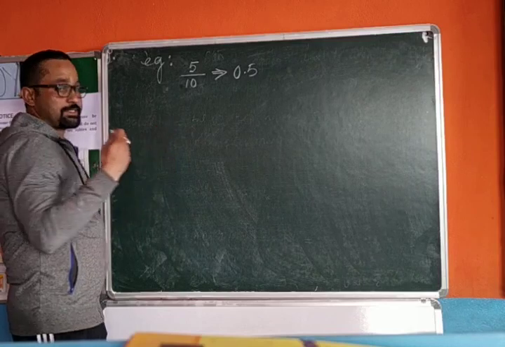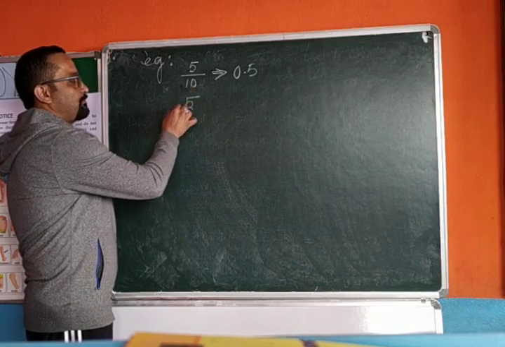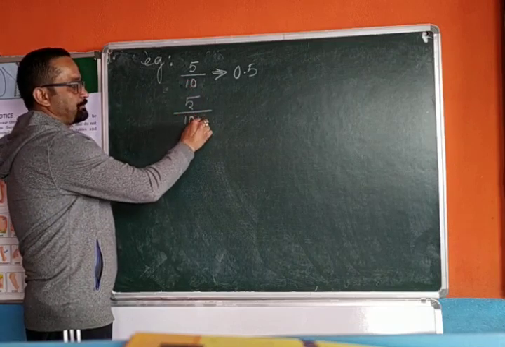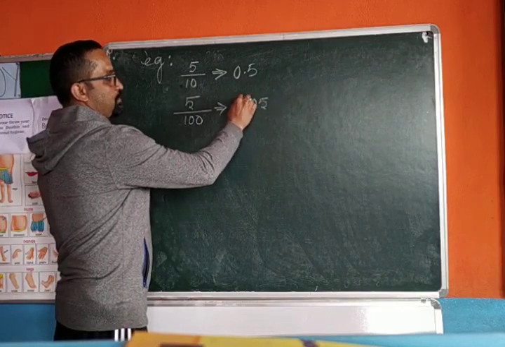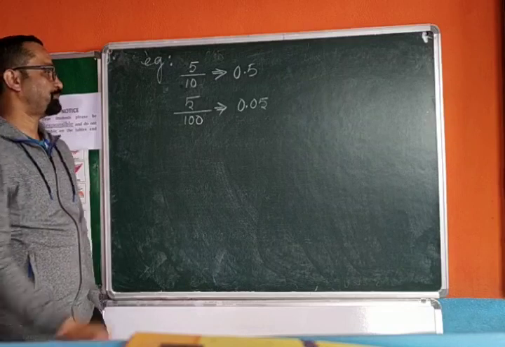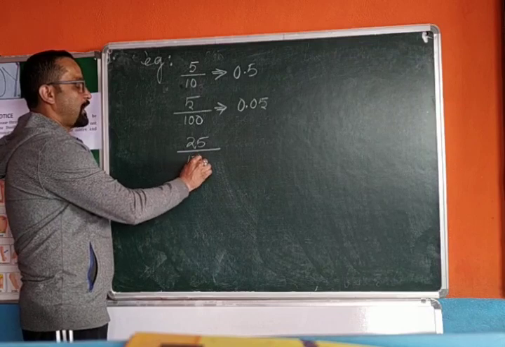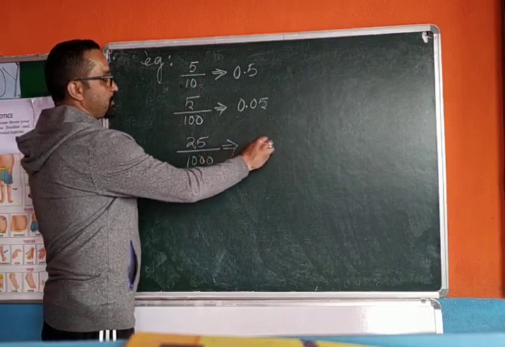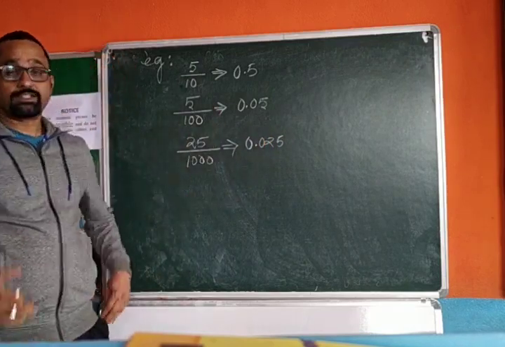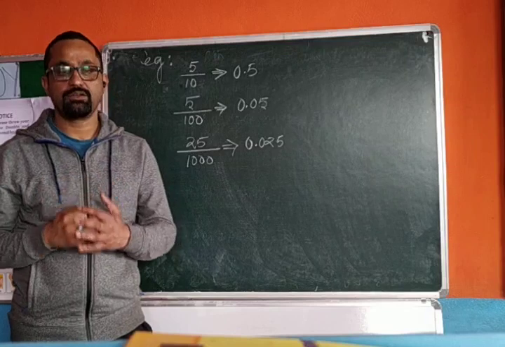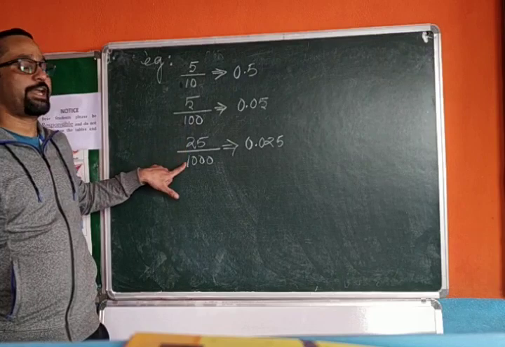Second example, I said 10 or power of 10. Power of 10 means 100, which can be written as 0.05, or you can have 25. Higher power of 10 means 1000, which can be written as 25, 0, then decimal. So what is decimal fraction? A fraction whose denominator is either 10 or higher power of 10.